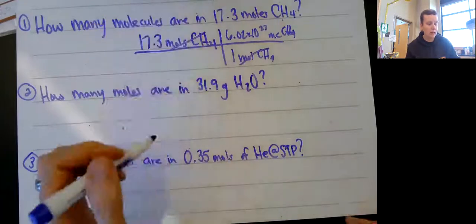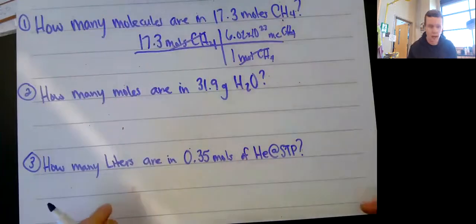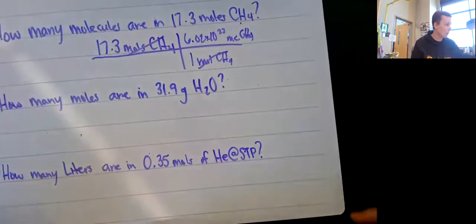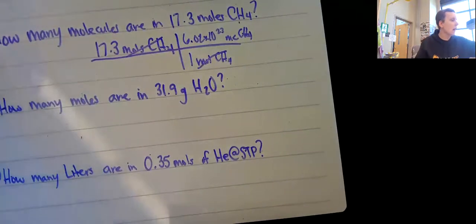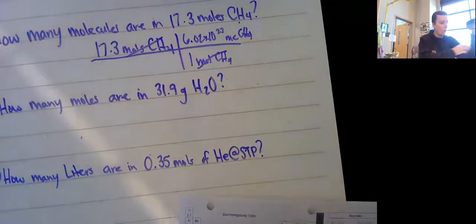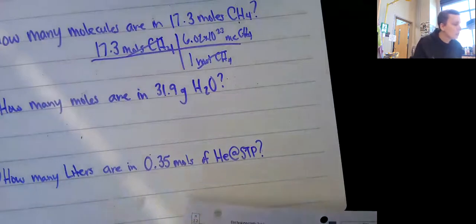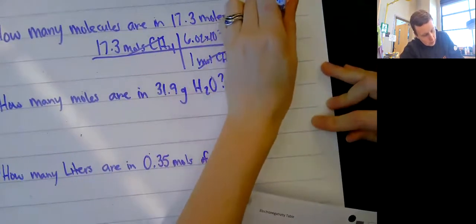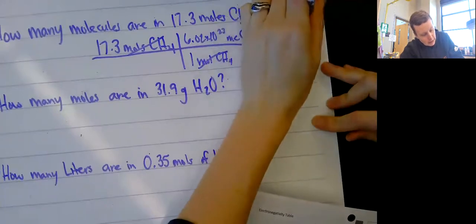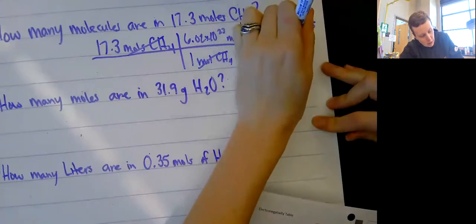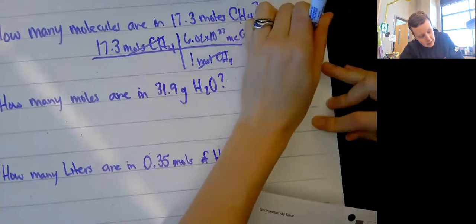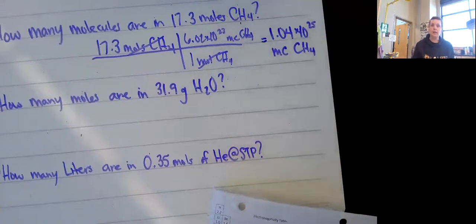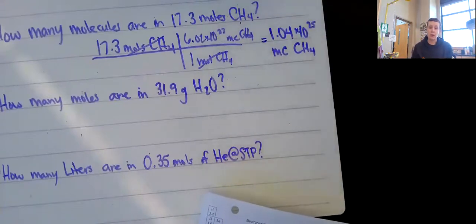All right, moles cancel out, multiply, and we're done. Okay, that is the whole problem. So when we do that, we're going to end up with 1.04 times 10 to the 25th molecules of CH4. That is your answer. If you're not getting that in your calculator, see me, email me. Let's figure out how to use our calculators.